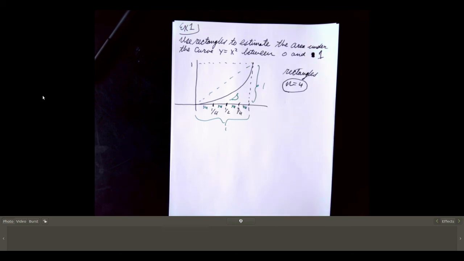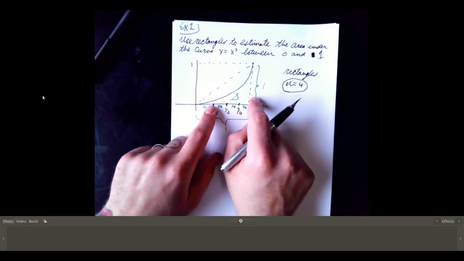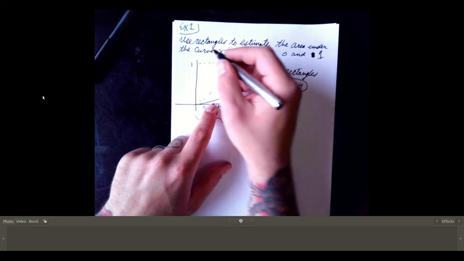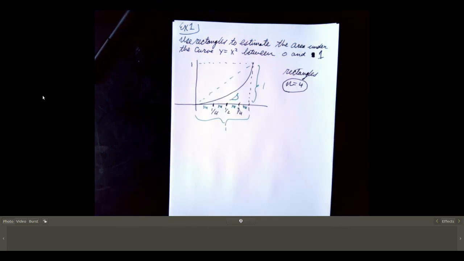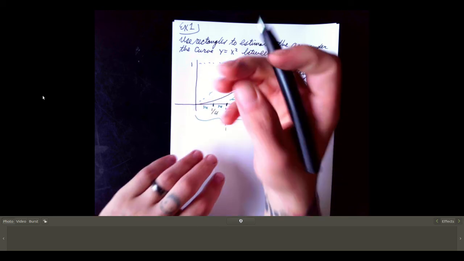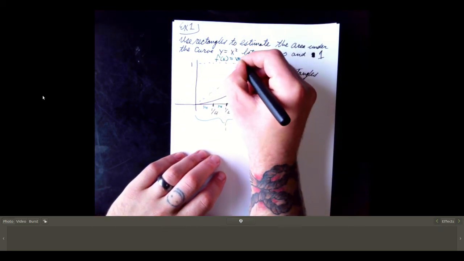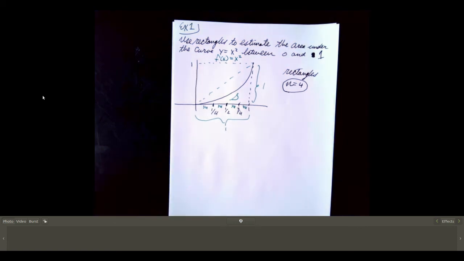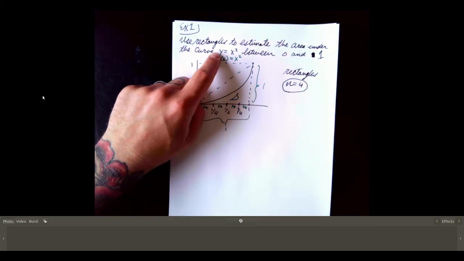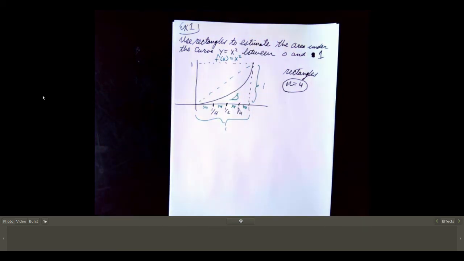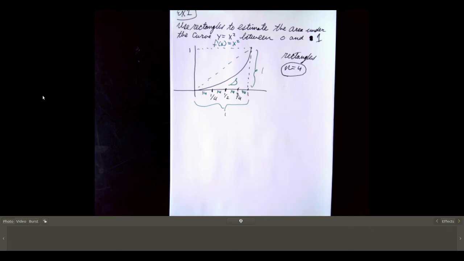Well, we're going to get the height of these rectangles from this curve, y is equal to x squared. Or, for the sake of argument, let's call this thing f of x. F of x is equal to x squared. So we're going to use the formula we were given to come up with heights for our rectangles. We're actually going to do this example in 3 different ways. The first 2 go with each other.